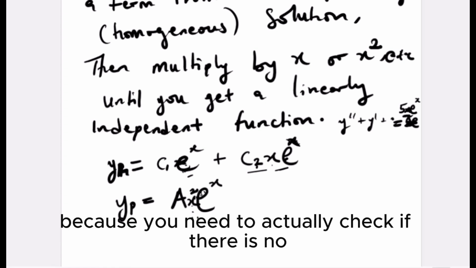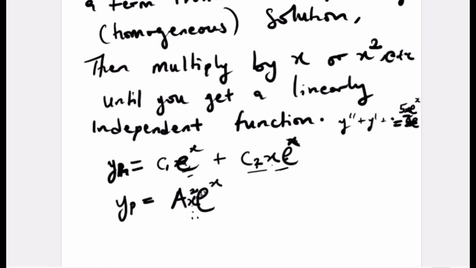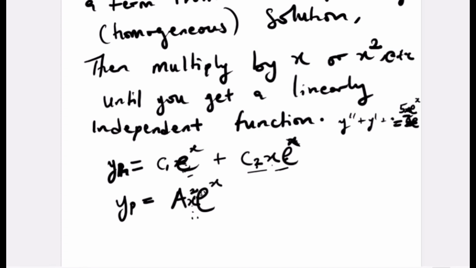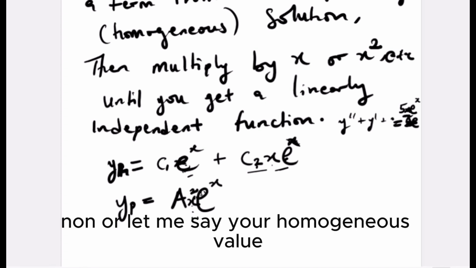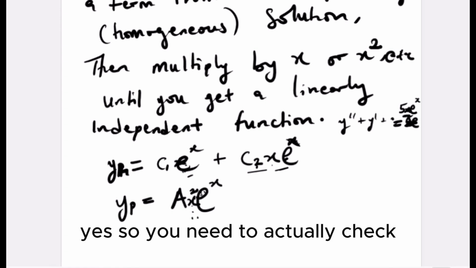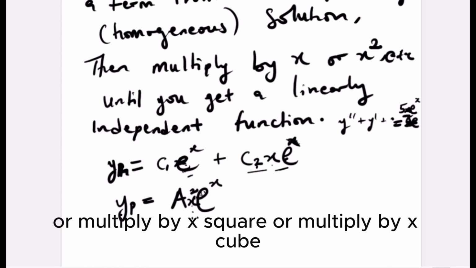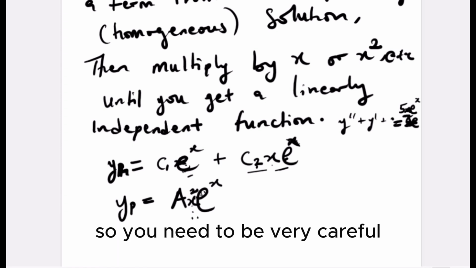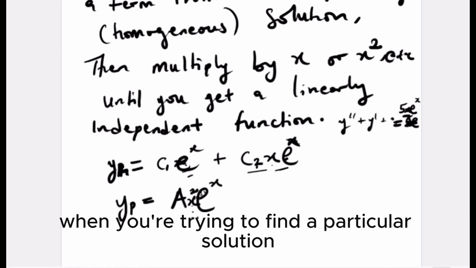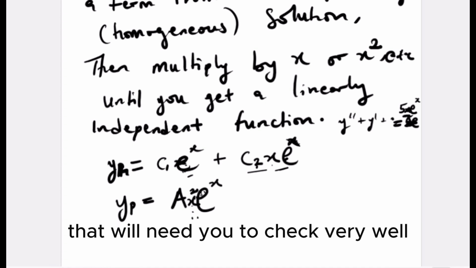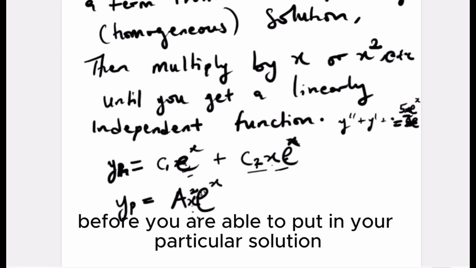So it's very annoying because you need to actually check that there is no repeated term between your particular solution and your homogeneous solution. You need to check to see if you need to multiply by x or x squared or x cubed. So you need to be very careful when you're trying to find a particular solution. We're going to solve a problem that will need you to check very well before you're able to put in your particular solution.